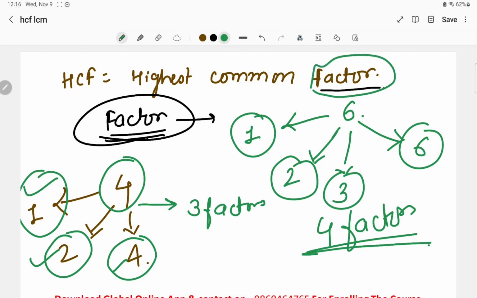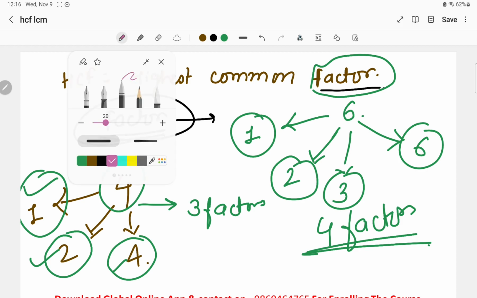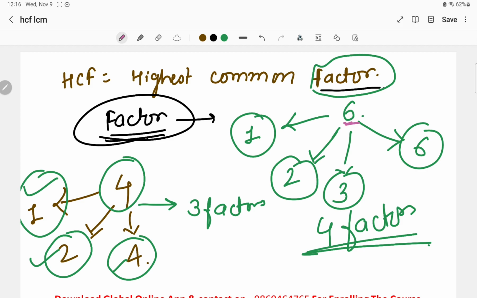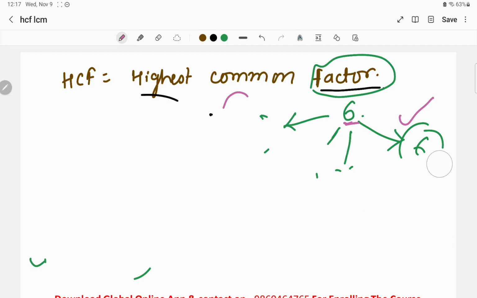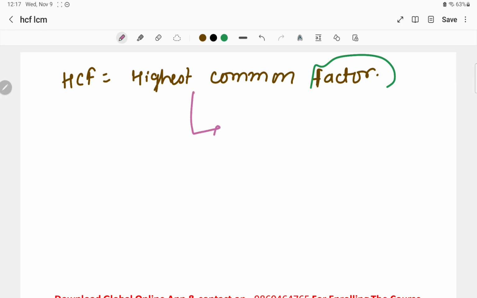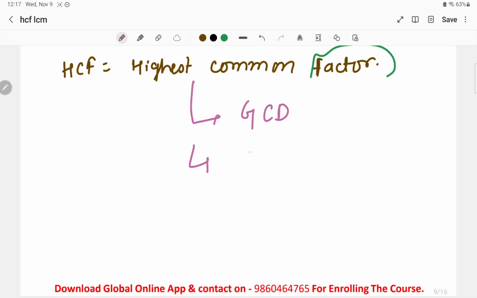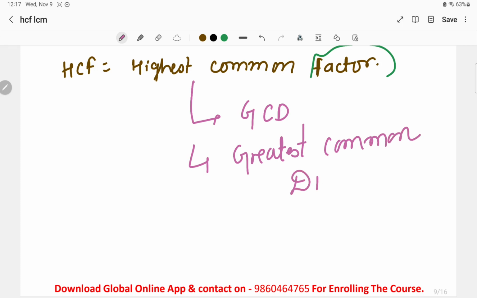Right, what does highest common factor mean? Look over here, I have taken the example of 6. For the number 6 there are 4 factors, that is 1, 2, 3 and 6. From these 4 factors, which is the highest factor that we can see over here? This is 6. So this is nothing but the HCF, the highest common factor. Also, HCF is also called GCD. It means the greatest common divisor.